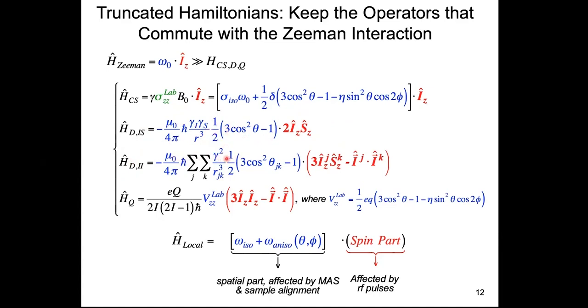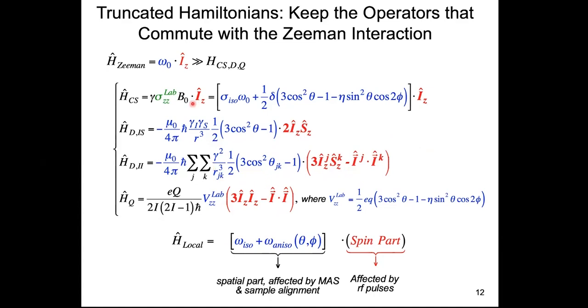And for homonuclear dipolar couplings, the front part, the blue part, looks very similar. But the spin part, the red part, is different. You have, okay, so I have a typo here, it should be IZ IZ minus I I. So this part is a typo. And you do the same for the quadrupole interaction.